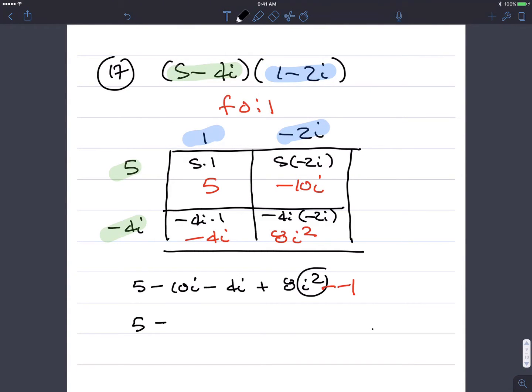5 minus 10i minus 4i is minus 14i, plus 8 times my negative 1. We get 5 minus 14i minus 8. We'll have a negative 3 minus 14i when we combine like terms.